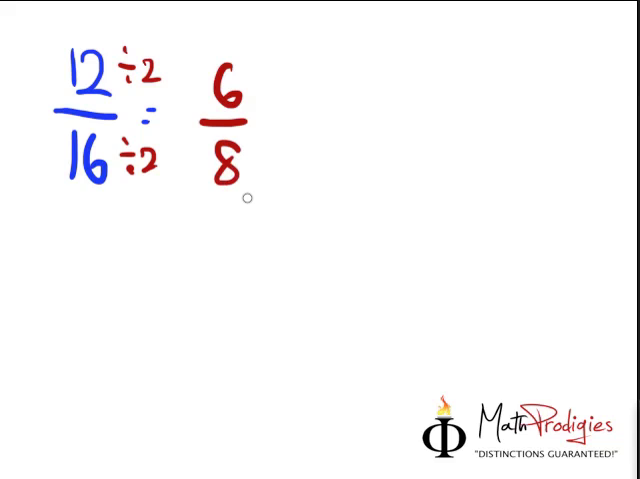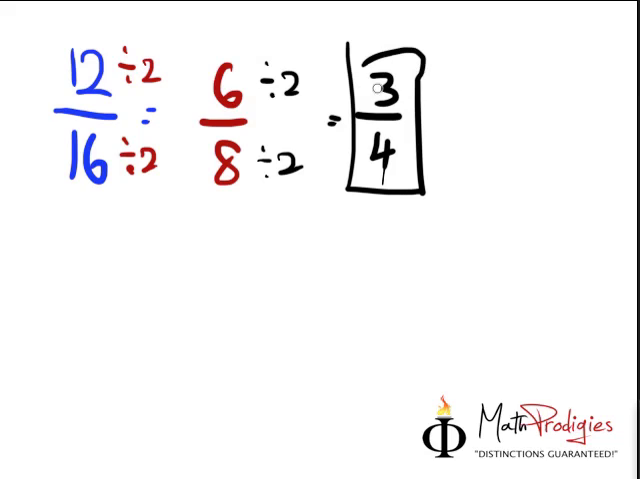Alright, and then we ask ourselves, is this the lowest we can go? So we try asking ourselves, can we divide this by 2 further? The answer is actually yes. If we divide by 2 further, we will still get a whole number. 6 divided by 2 gives you 3. 8 divided by 2 gives you 4. So, can we divide it any further? No, we cannot. So the answer here is 3/4.